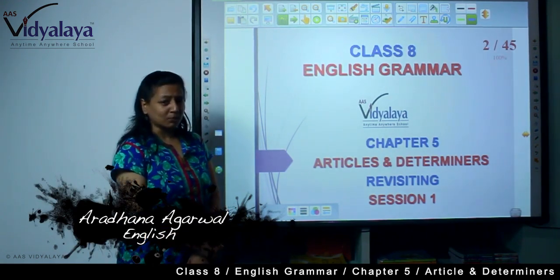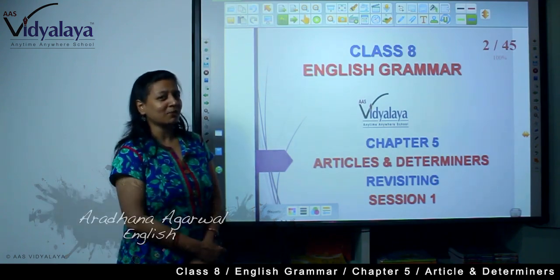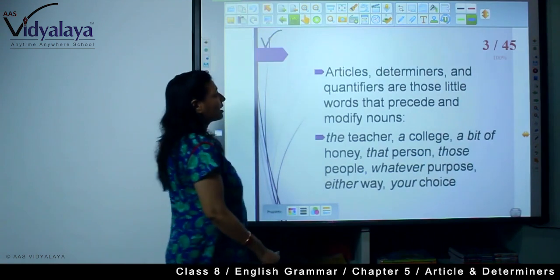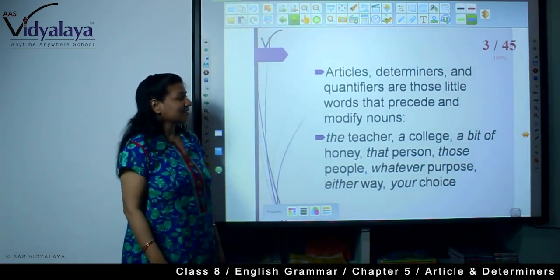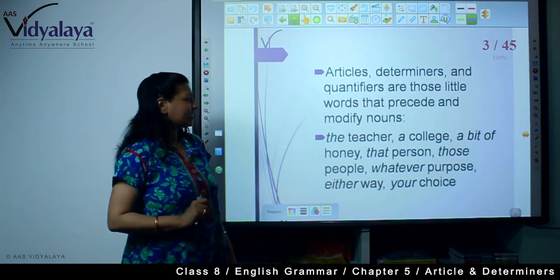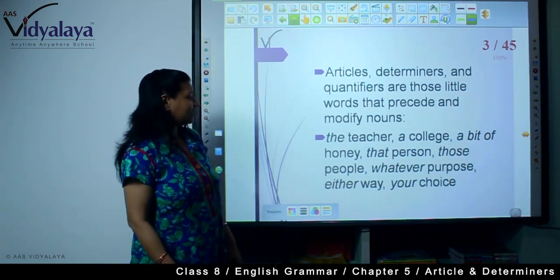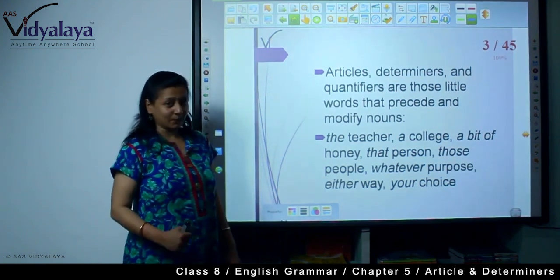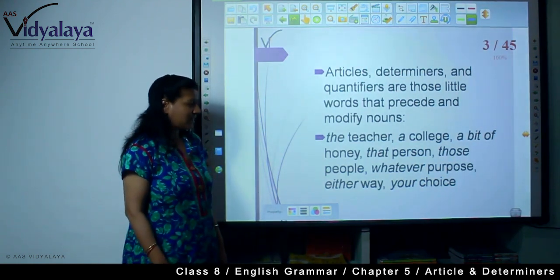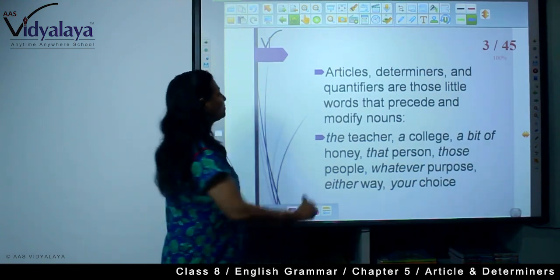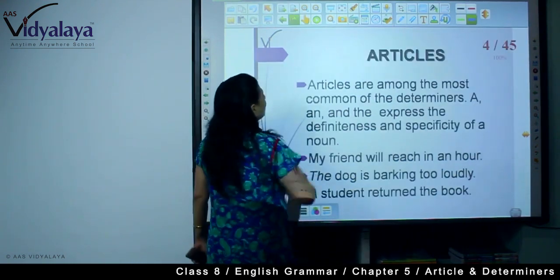You know articles, but do you know it's a part of determiners? Let's see what this is. Articles, determiners and quantifiers are those little words that precede and modify nouns: the teacher, a college, a bit of funny, that person, those people, whatever purposes, either way, your choice. These are the words.